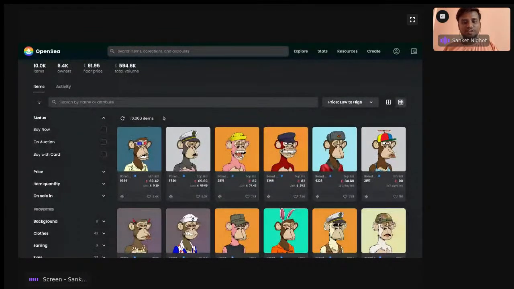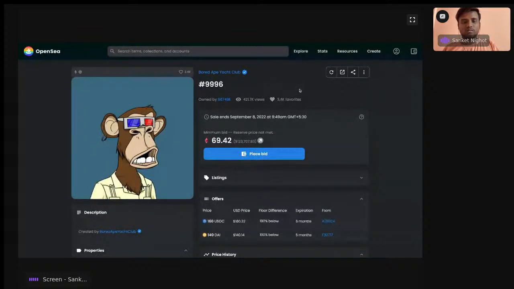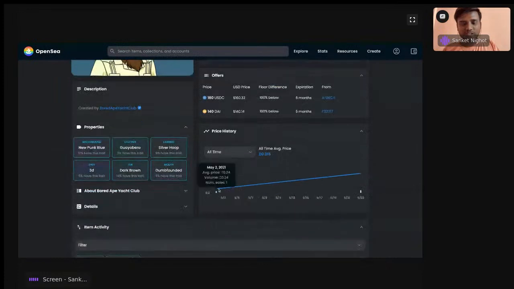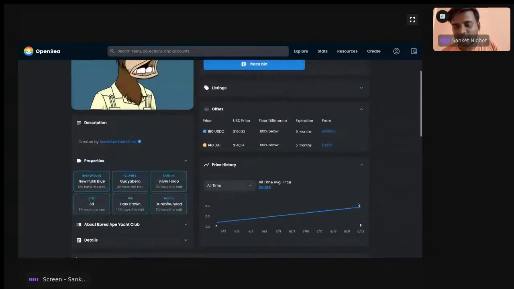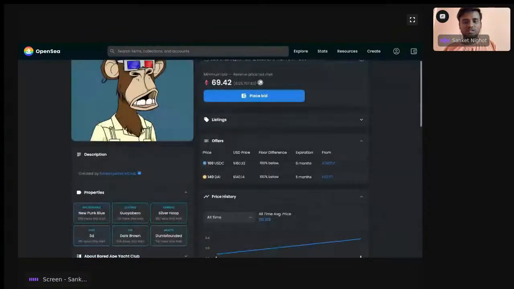When you click on any NFT, you will get to know about the price, the number, the offers. You can place your bid here, see the offers they have got before, and the price history. Like you can see here, on May 2, 2021, the average price was 0.24, and currently they are offering it today, May 23, at a price of 0.39. So the price has increased.